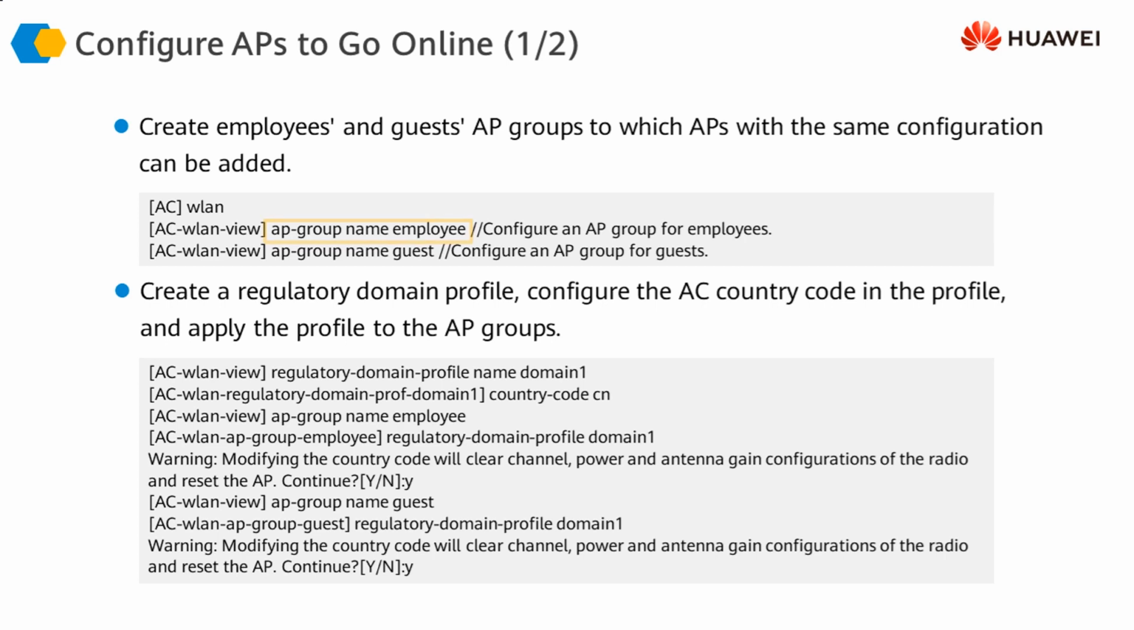You configure the AP group. We configure two AP groups, one by the name of employee and the other by the name of guest, and then we associate the domain profile, domain profile 1, to both of them with the country code China or whatever country code you want to use. So we associate the country code to the AP group.